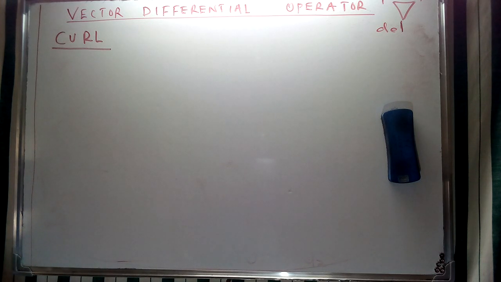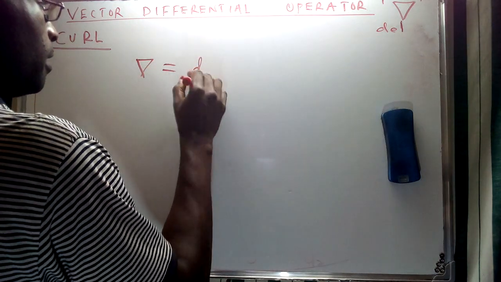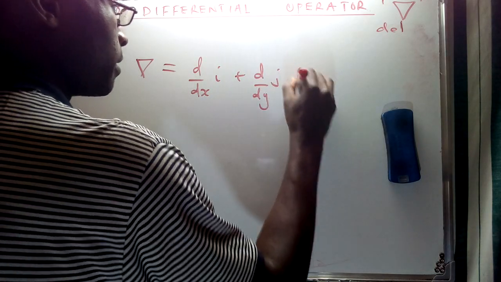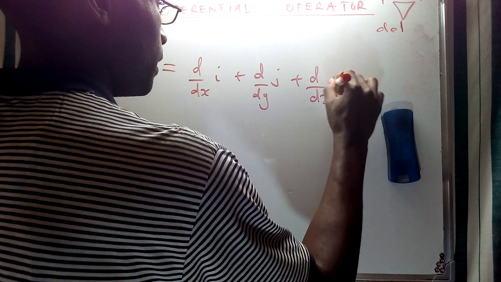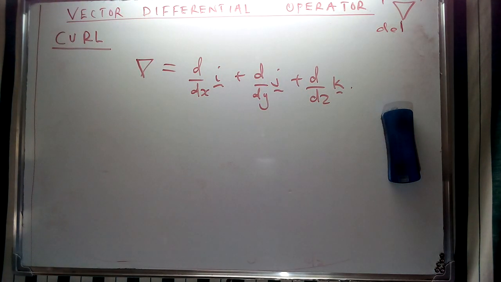So in this specific discussion, we're going to have another concept of the discussion of vector differential operator. And today we're going to look at the concept of the curl. Now in our previous discussion, I had mentioned this particular application of the vector differential operator that we called del. And we said that del can be represented as d/dx i plus d/dy j plus d/dz k. Okay. And we said these are vector quantities in the rectangular coordinate system.